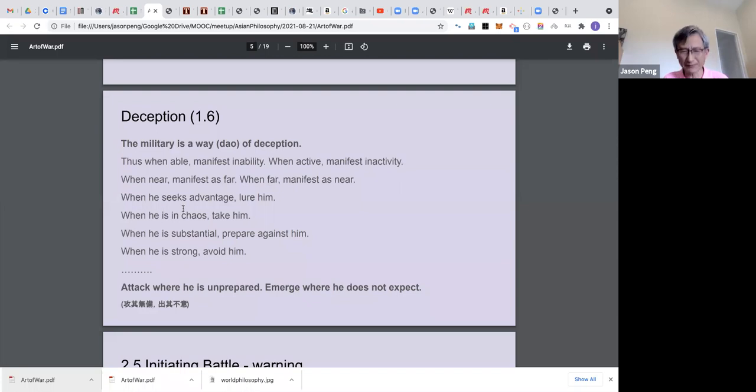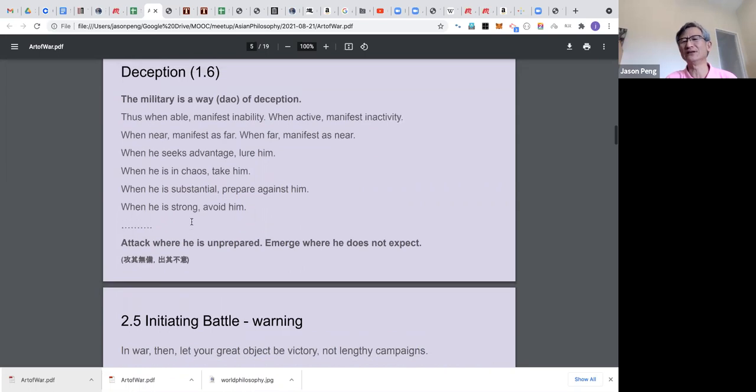Just quickly on deception, also in chapter one, at the very end. The beginning talks about the positive side, then it talks about the way of deception. This uses the Dao again, but it is a Dao that is probably not the true Dao. When able, manifest inability; when active, manifest inactivity. Basically it's cheating. When near, manifest as far; when far, manifest as near. But the final sentence is important.